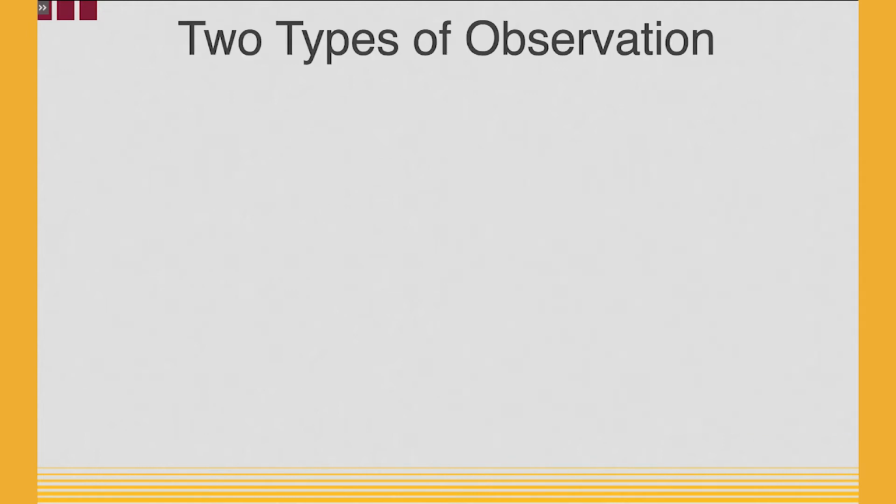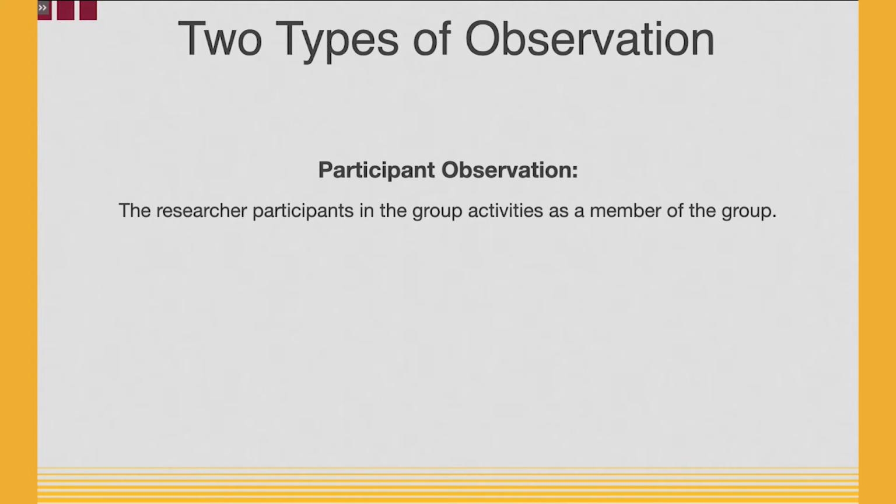There are two types of observation. First, there's participant observation, and that's when the researcher themselves is a participant in the activities of a group, as a member of the group. So for example, if you decided you were going to observe your classmates' reaction in a class that you were enrolled in, maybe their reaction to a particular subject, you would be doing that as a participant, as a member of that group. So that would be a participant observation.